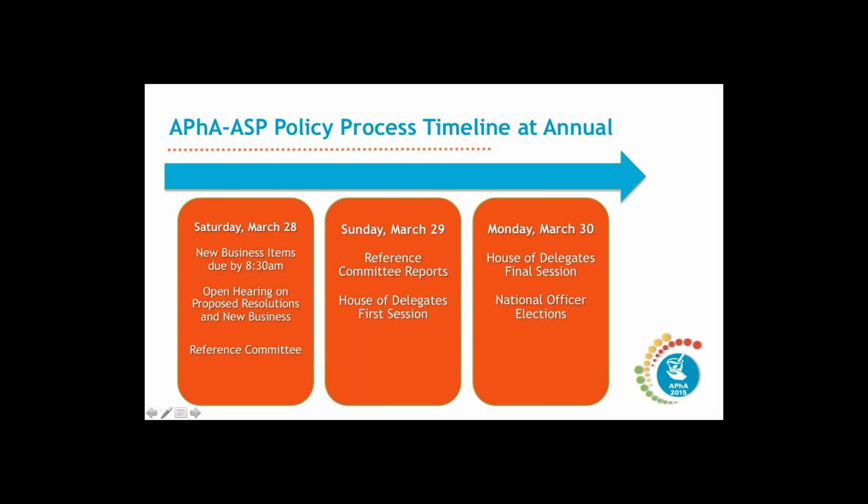So the APhA policy process timeline at annual can be summed up in this nice flow chart that we have here. Starting on Saturday, March 28th, you have the new business items that are due at 8:30 a.m. You have the open hearing on proposed resolutions and new business, and that will be the first opportunity at annual meeting for you all to discuss the proposed resolutions. The reference committee will then meet after that open hearing on proposed resolutions and the new business items in order to make recommendations to the House of Delegates about what exactly the House of Delegates should vote on.